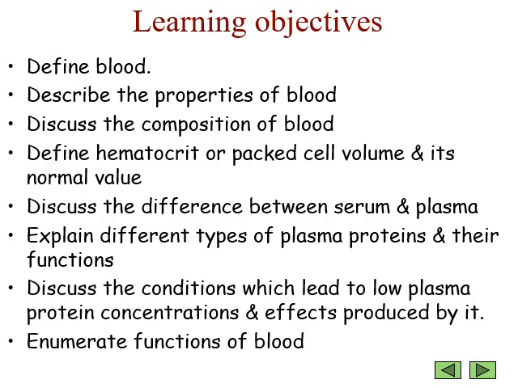Now, what are the learning objectives? The learning objectives of this lecture are: define blood, describe the properties of blood, discuss the composition of blood, define hematocrit or packed cell volume and its normal value, discuss the difference between serum and plasma, explain different types of plasma proteins and their function, discuss the conditions which lead to low plasma protein concentrations and the effects produced by it, and enumerate the functions of blood.